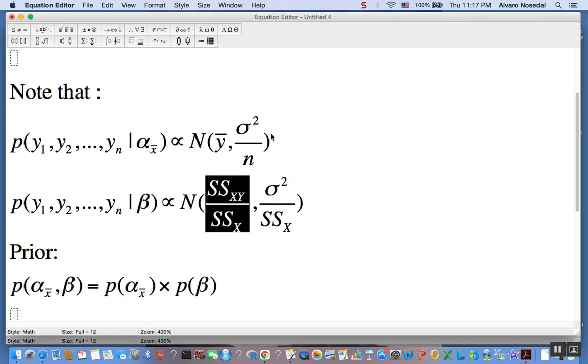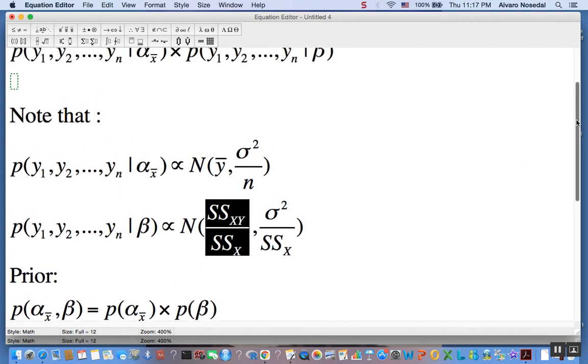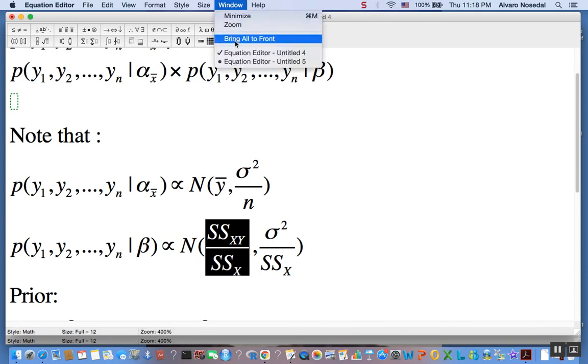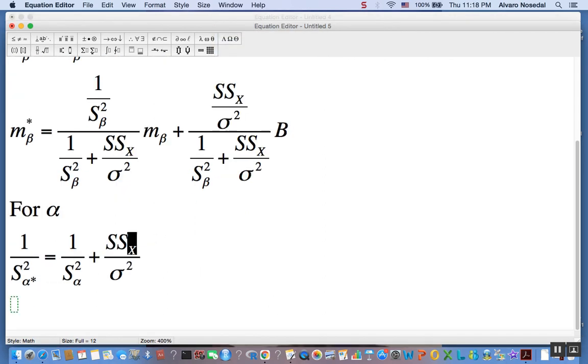Then we refer to the previous slide, well, not the previous slide, but the other document that we had here, right? And the precision in this case for alpha x bar is going to be sigma squared divided by n. So the sample precision is going to be n divided by sigma squared. Okay, so n divided by sigma squared.